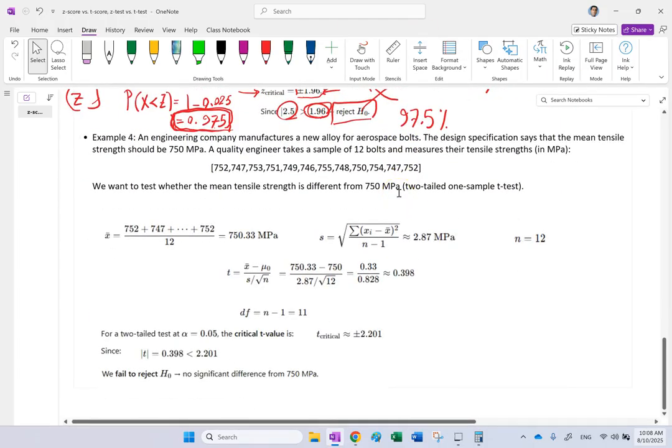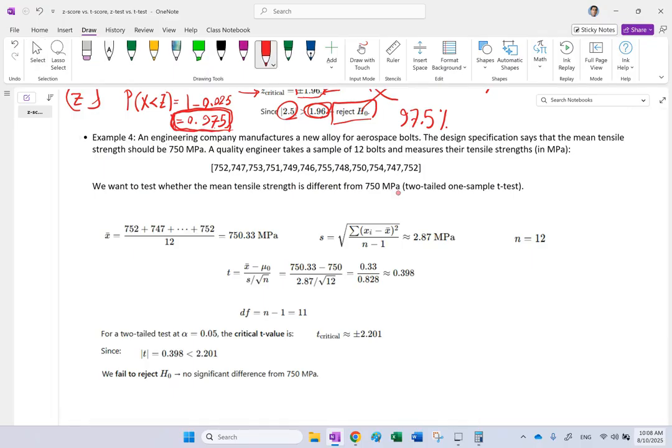Now, similarly for the t-score, let's say your company is manufacturing some new alloy for aerospace bolts. The design specification says that the mean tensile stress of your samples should be 750. This is what you should be shooting for. This is your mu.